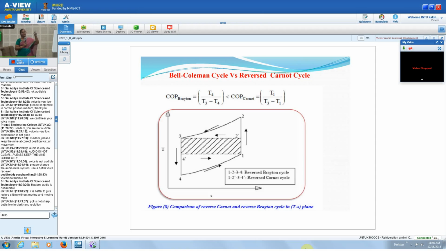So that will always be less than the COP of the Carnot cycle. Why? Because even though T4 is at a lower temperature, the numerator is decreased. Instead of T1 here, it is reduced to T4. So that's why the COP of the Brayton cycle is always less than the COP of the reversed Carnot.